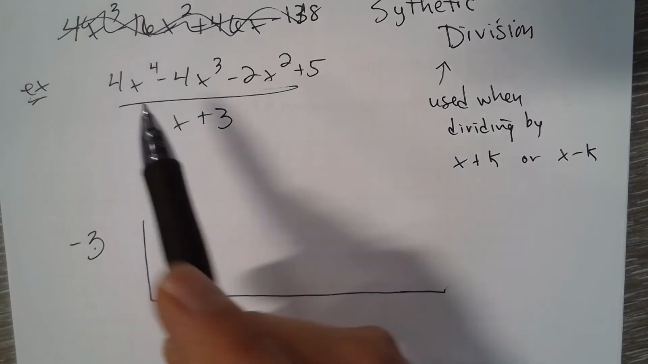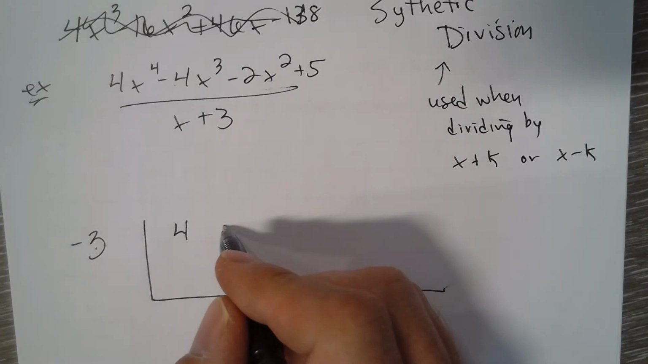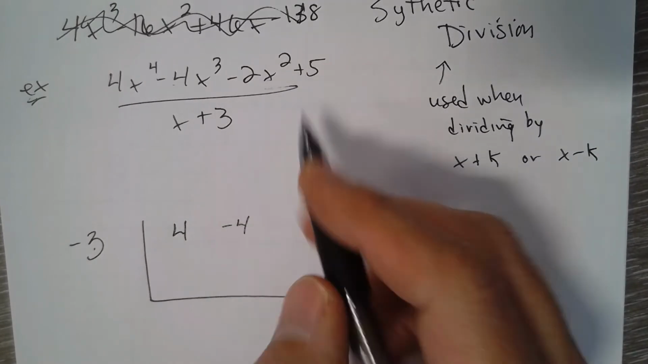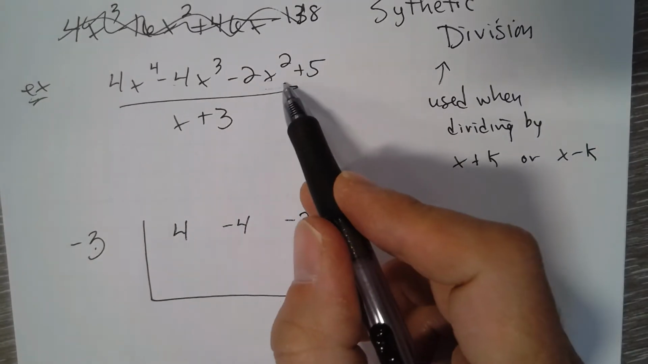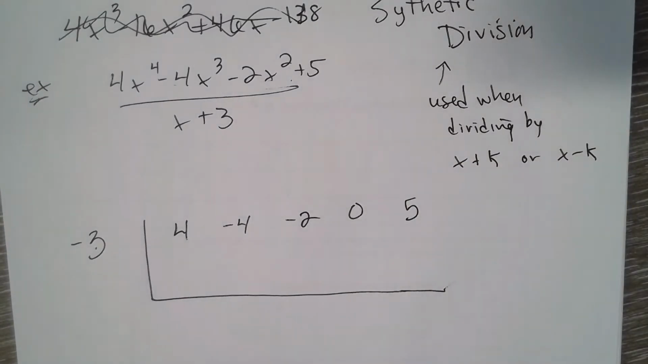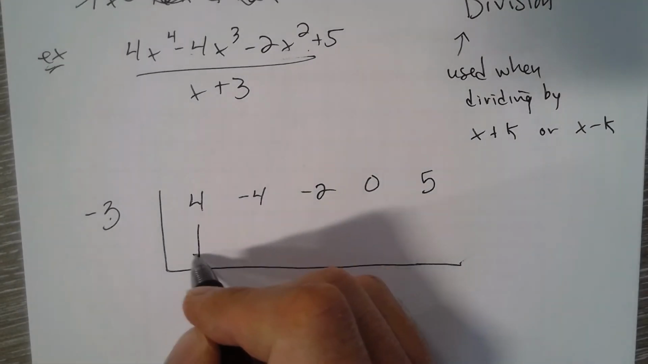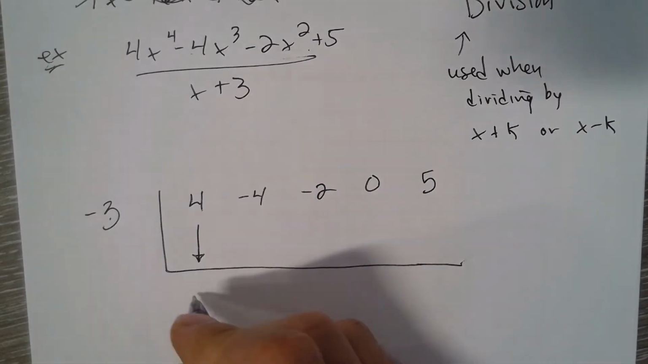So I start with a 4. Then I have a negative 4. Then I have a negative 2. I have 0 x's. And then 5. So we start with all the coefficients. Now we take this first number and we bring it down. That's 4.